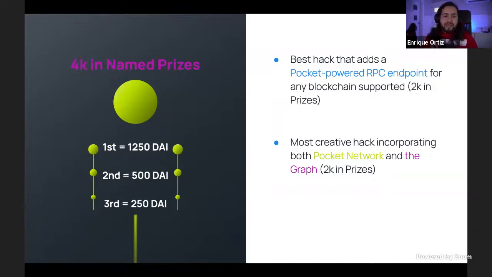So we want to see your hacks for creating something with Pocket Network and The Graph. That's 2,000 DAI in prizes as well. And again, first gets 1,250 DAI, second 500 DAI, third 250 DAI. So yeah, with that, as you can see, you can get hacking right away. You can just follow the other ETHOnline presentations to get more ideas and get hacking.